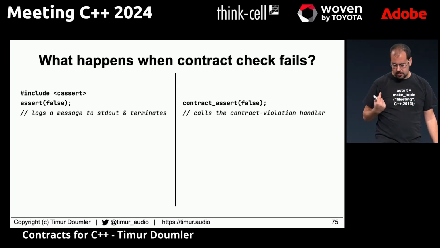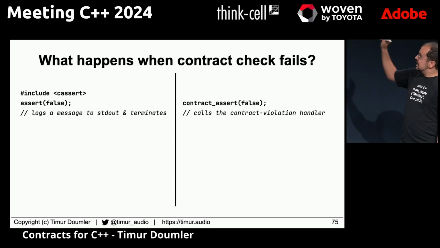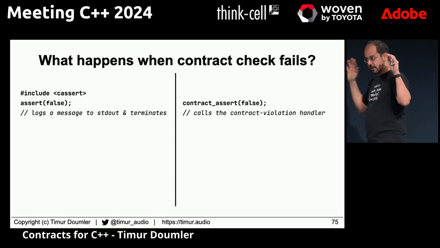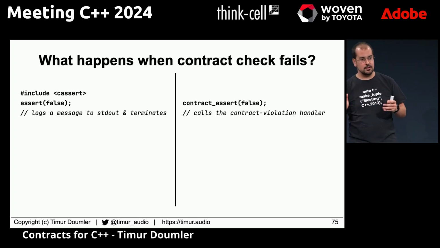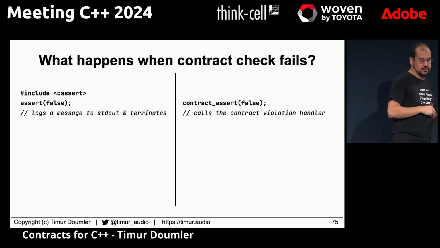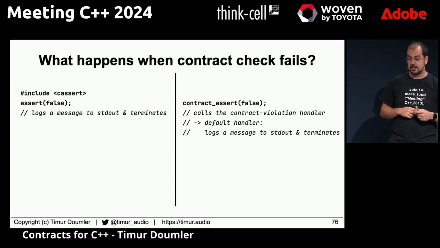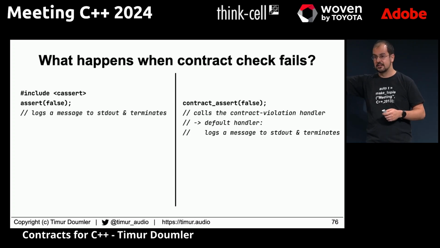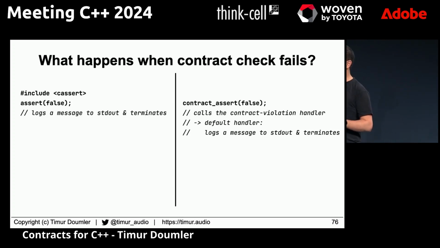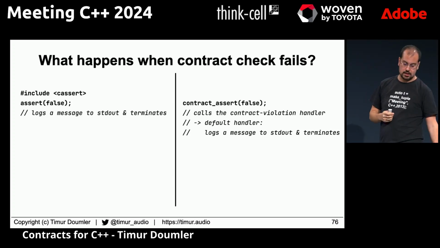For P2100 contracts, something slightly different happens. It calls this magic function called the contract violation handler. But it turns out that there's a default contract violation handler, and what the default contract violation handler does is it logs a message to cout and terminates. So the default behavior is actually exactly the same as the one for the assert macro.